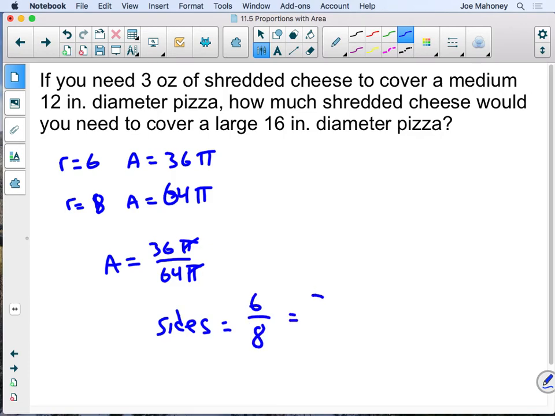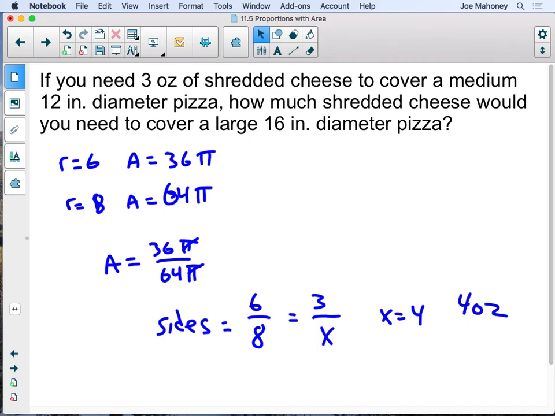And I know that 3 ounces covers the smaller one. How big is the larger one? So if I cross multiply here, I get x equals 4. So you need 4 ounces of cheese to cover the large pizza. I just solved the problem of all those pizza makers.